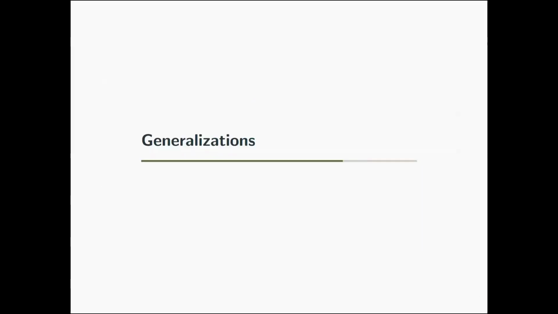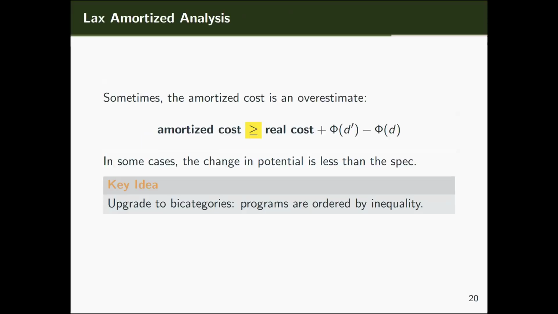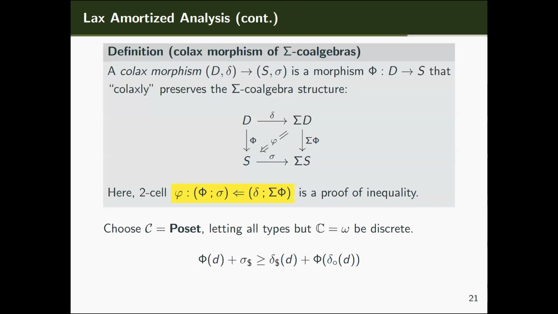Okay, so we can also meet some generalizations that are common with amortized analysis from this perspective. A common generalization that's used is that you want an overestimate for your amortized cost. So you say, well, usually the amortized cost is 3, but sometimes if I'm lucky, it could be 2. It just depends on some implementation details that you don't much want to worry about. So in order to replace the equal sign with a greater than or equal to sign, we can just upgrade to bicategories because in a bicategory, programs are ordered by inequality.